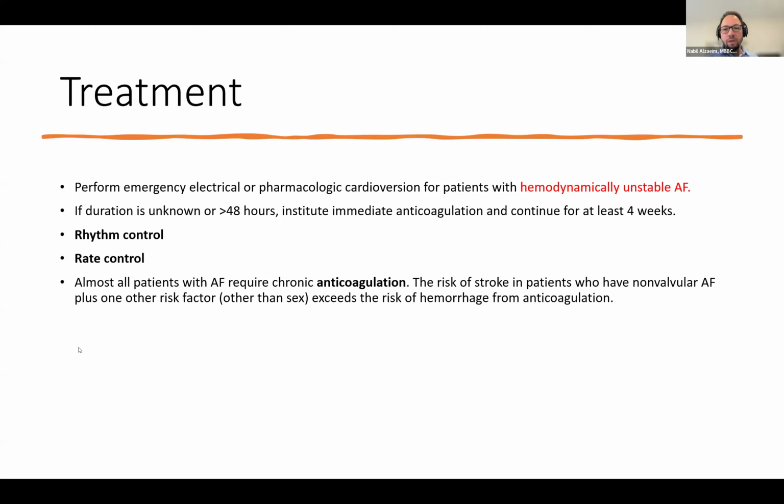The rate control is for chronic AFib or AFib with normal LV. Usually, we are targeting a heart rate of less than 110. If we're doing the rate control, we achieve it by calcium channel blocker or beta blocker.